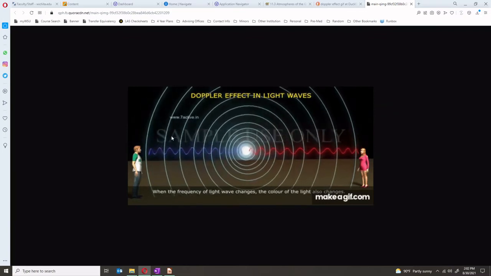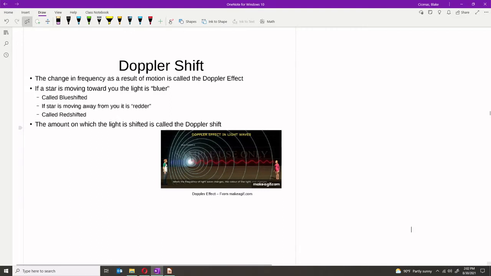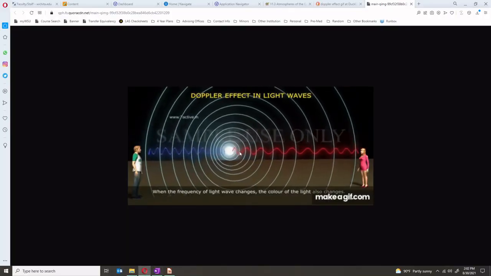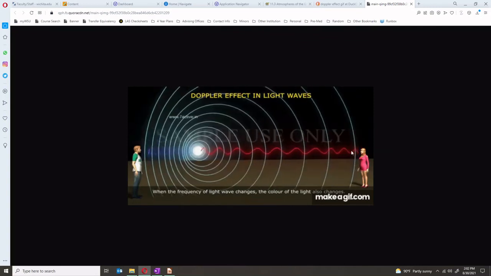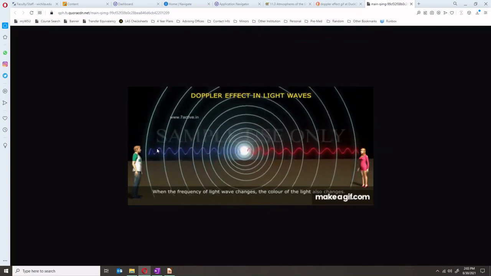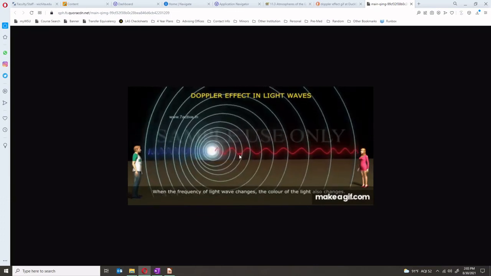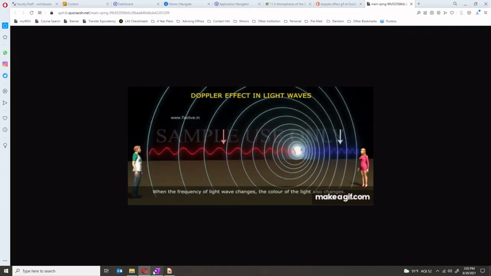The same thing actually happens with light, and it's called blue shifted. So if a star is moving towards you, the light is bluer. In this case, you'll see as these waves are getting pushed closer and closer together, it gets bluer and bluer. And as they get spread further and further apart, they are getting redder and redder. That's the Doppler effect in light waves. Blue shifted and red shifted.